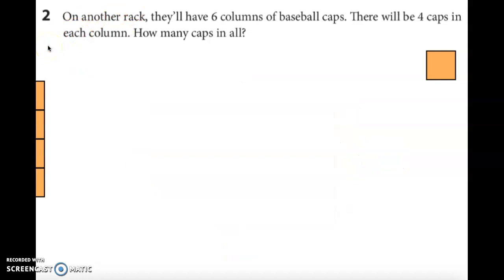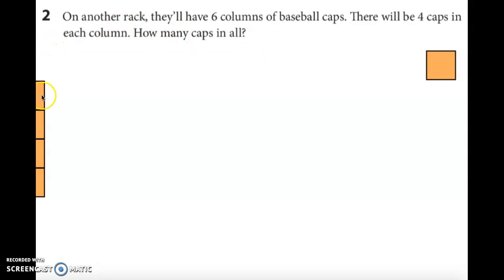On another rack, they'll have 6 columns of baseball caps. There will be 4 caps in each column. How many baseball caps in all? So you guys can pause. You can go build it in your Pattern Shapes and be ready to share how many caps in all.